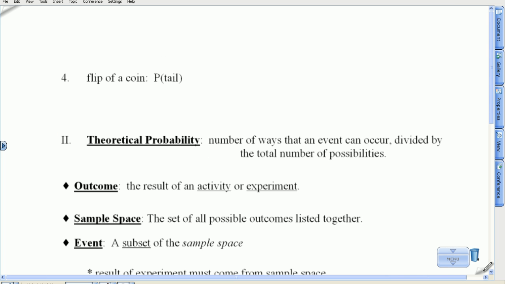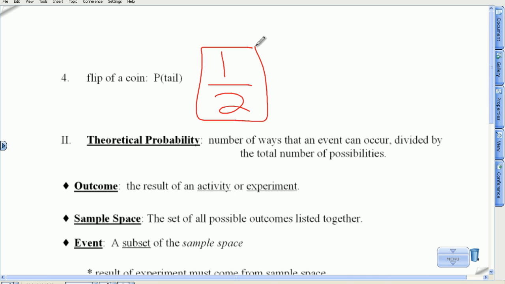Alright, 4. Flipping of a coin. We want tails. Now there are 2 outcomes when you flip a coin. One of those outcomes is tails. The probability of getting a tails is 1/2. Theoretical probability. The number of ways that an event can occur divided by the total number of possibilities. So our formula from the previous page is how we compute a theoretical probability.